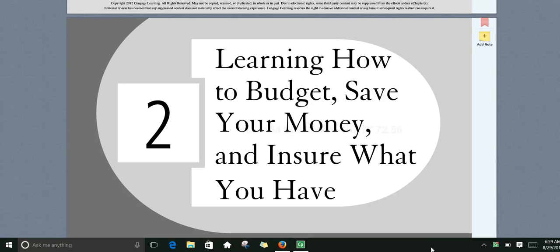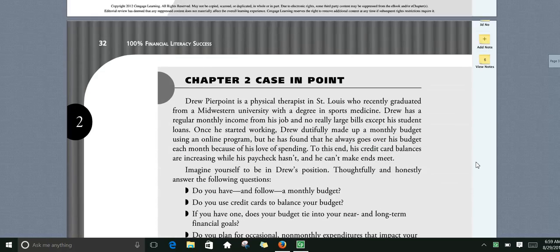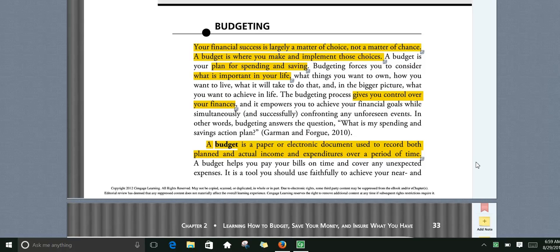Chapter 2 in our financial literacy course is about learning how to budget, save your money, and ensure what you have. We'll start with budgeting. Your financial success is largely a matter of choice, not a matter of chance.